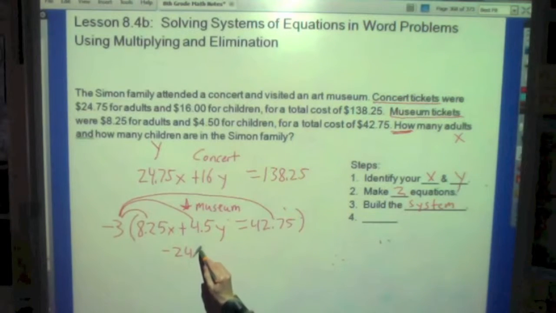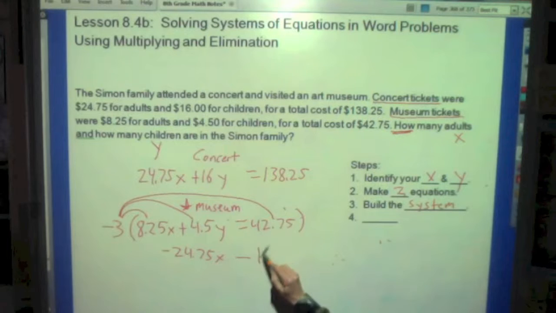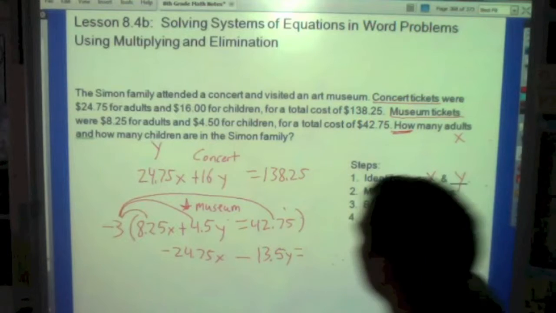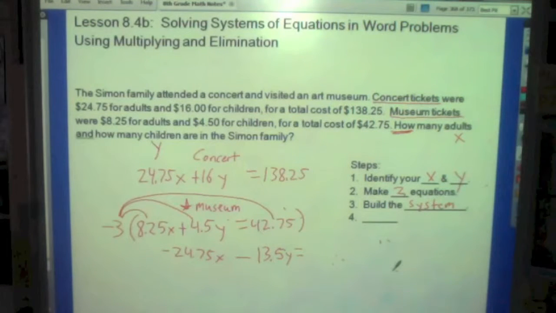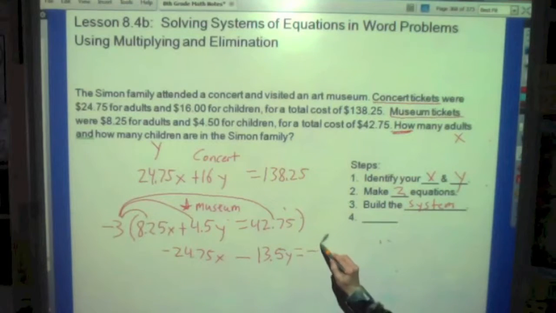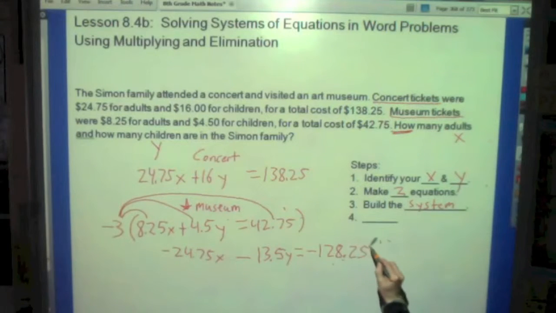So we're going to get -24.75x minus, and then we're going to get 13.5y, and that's going to equal -128.25. Okay, that's what that would come out to.